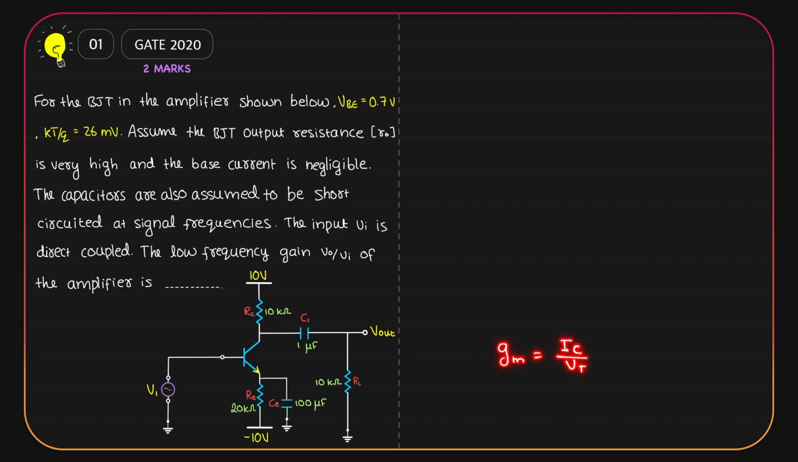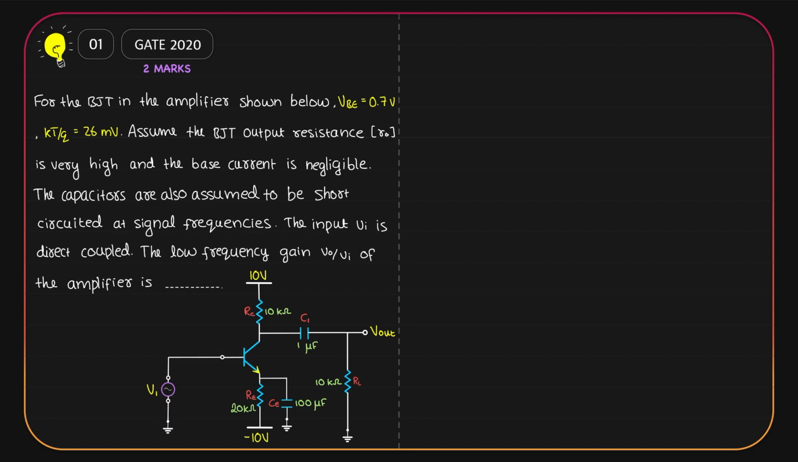VT is given in the question, it is 26 millivolt. So finally, it all comes to finding the value of IC. IC is the bias current. To find that, we have to do the bias analysis or DC analysis. To do the DC analysis, we have to switch off the input, which is AC. If I do that, the base will directly become grounded.